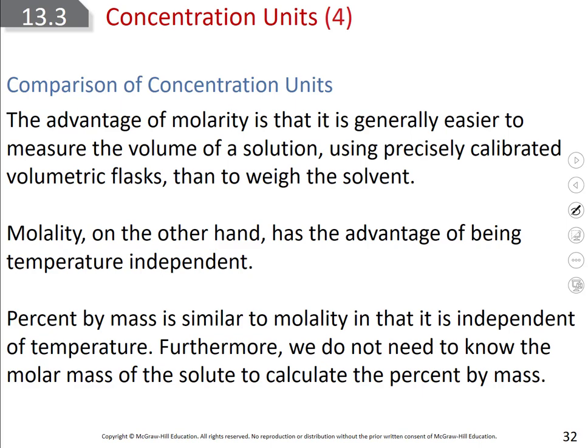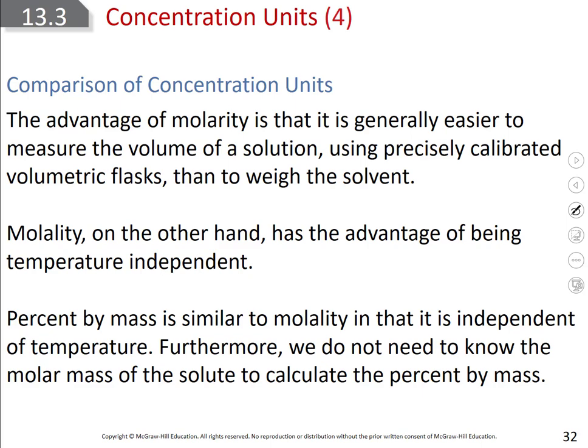This is useful if you're making a solution of something where you may not know the molar mass of the solute. Say you're making a concentration of a protein. Proteins are very, very big. These things have huge molar masses that are sometimes very difficult to calculate. You can find the percent by mass just by measuring the mass of each component that went into the solution. But it's a lot harder to find molarity and molality if you don't know the molar mass of the substance. So that's another advantage of percent by mass.